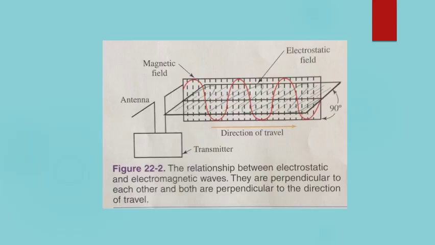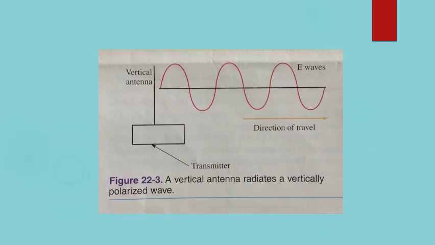In figure 22-2, this is shown. The direction these waves radiate in respect to Earth is called polarization. In figure 22-3, the waves are radiated from a vertical antenna. Note that the electrostatic or E waves are in the same plane as the antenna, yet perpendicular to the direction of travel. The vertically polarized waves are perpendicular to the surface of the Earth.